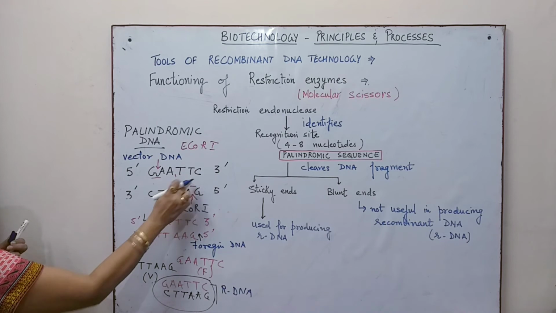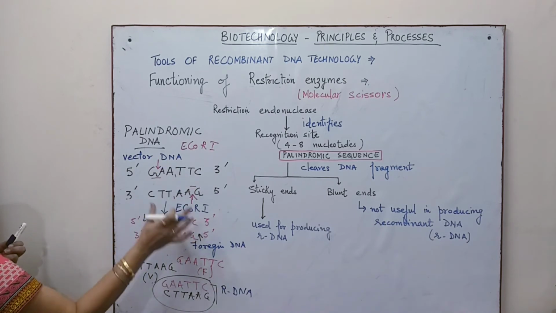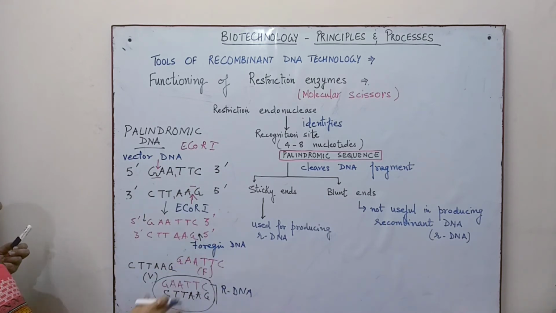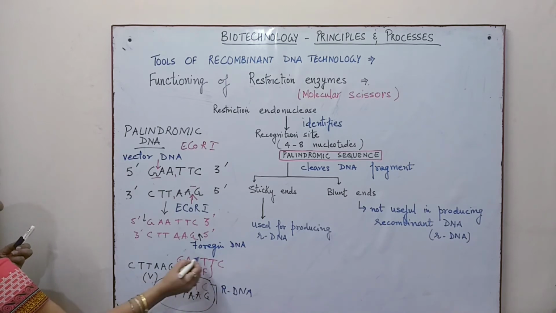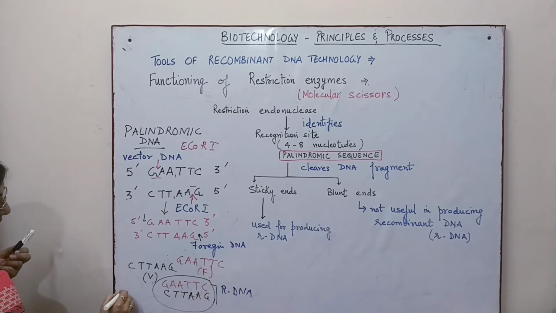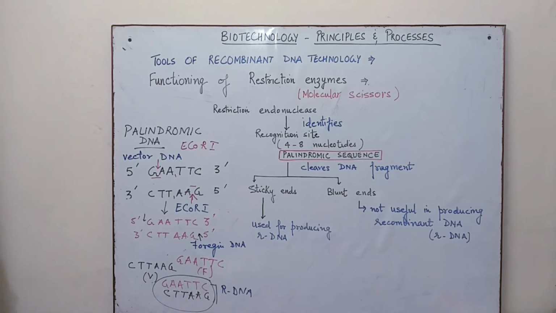Now this is the vector DNA, it has been cut with the help of the enzyme, then again the second foreign DNA has been cut, and as a result the pairing up takes place. Normally hydrogen bonds and phosphodiester bonds are responsible for the ligation or joining, and the enzyme ligase is used. They are called sticky ends because they readily form bonds.